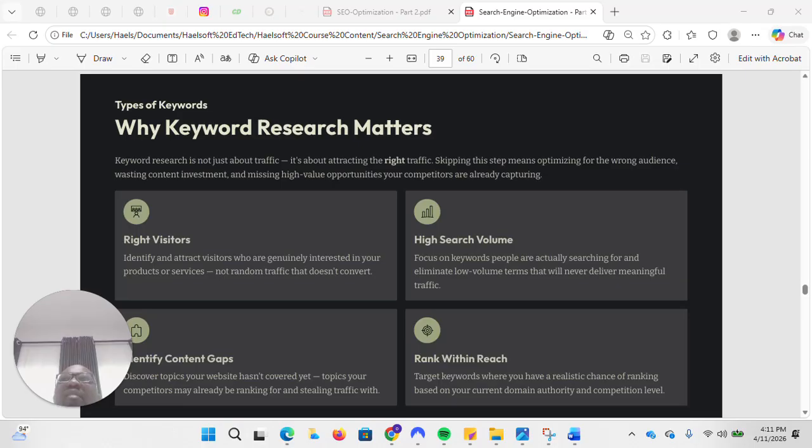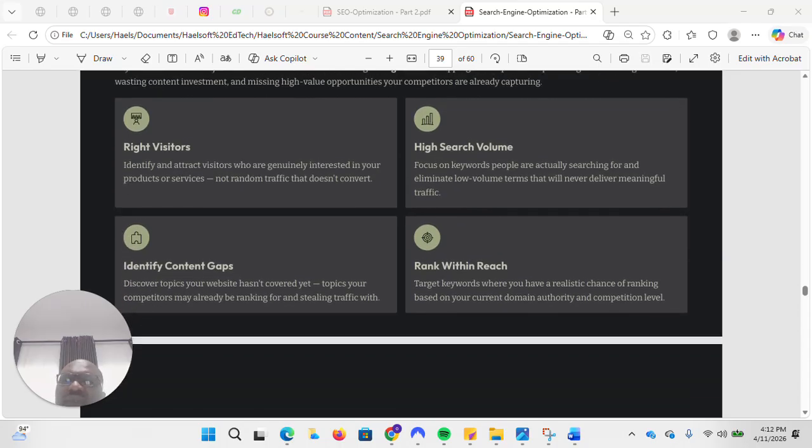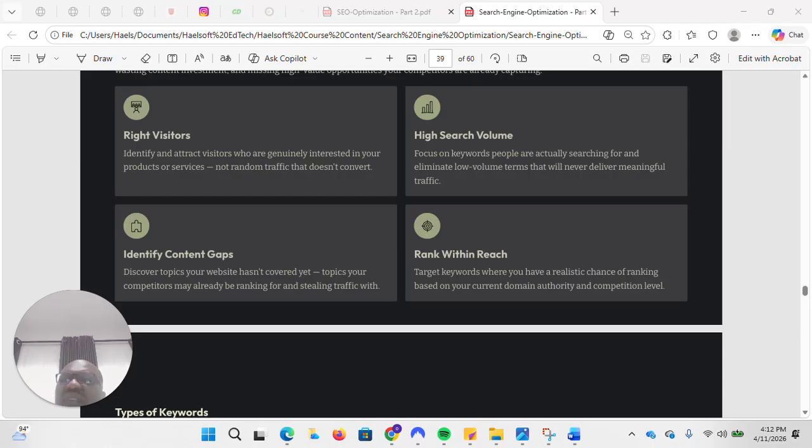You understand, that has the purchasing power or they are ready to convert, based on their buying process, or their buying stage. So skipping this step means optimizing for the wrong audience, wasting content investment, missing high value opportunities your competitors are already capturing. So you have to look at, one, right visitors. Identify and attract visitors who are genuinely interested in your product or services, not random traffic that doesn't convert.